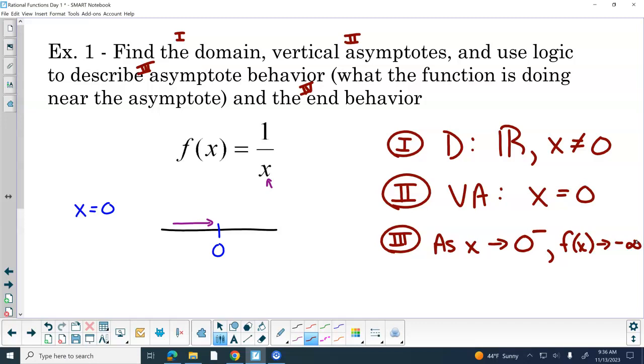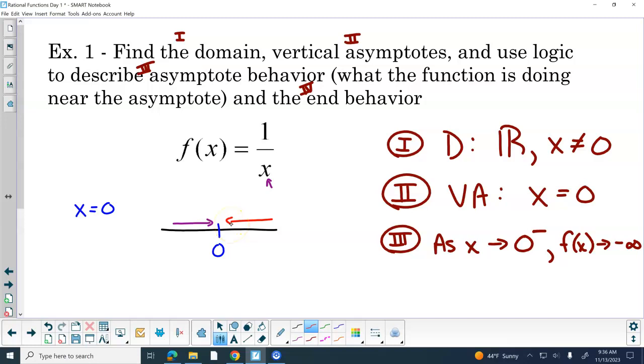Because in end behavior, we talked about x going to infinity. We'll get there. I promise, because it's number 4. Okay? Now, I've got to come in from the right side.